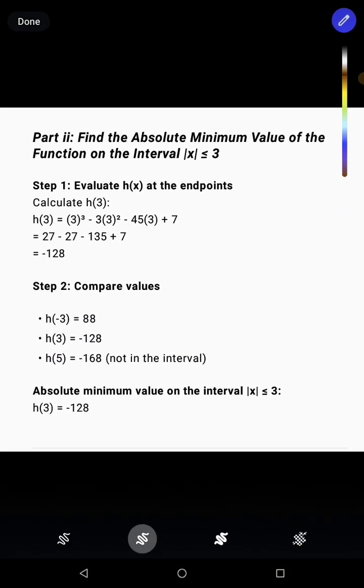Now, for you to do this, how do you do it? When they say absolute value of x is less than or equal to 3, what does that mean? The absolute value of x, this is a bound here.